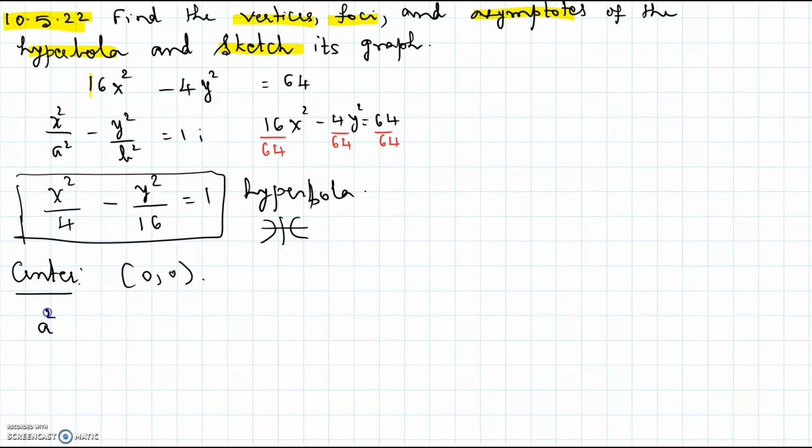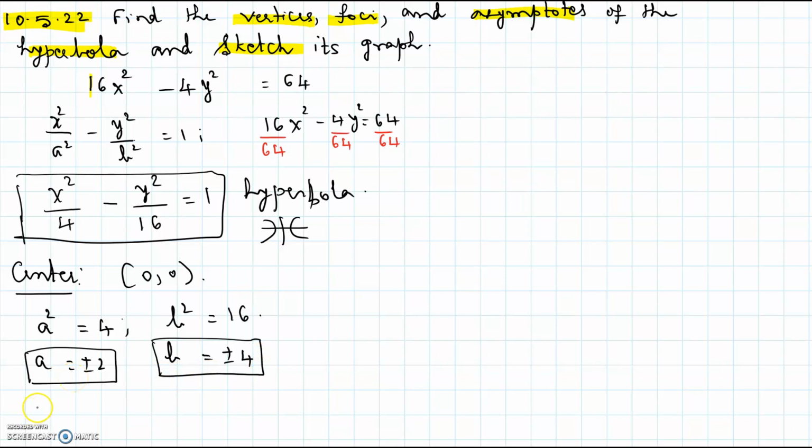Now we'll find a squared. A squared is the denominator of x squared, which is 4. B squared is the denominator of y squared, which is 16. So a equals plus or minus 2, b equals plus or minus 4. So we have these two. This will give us the vertices.